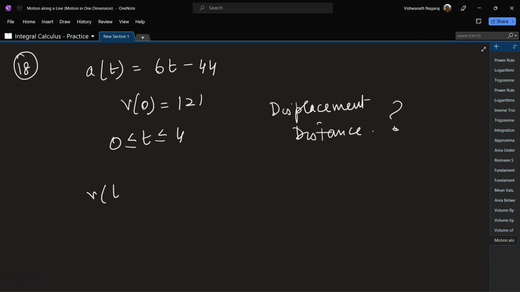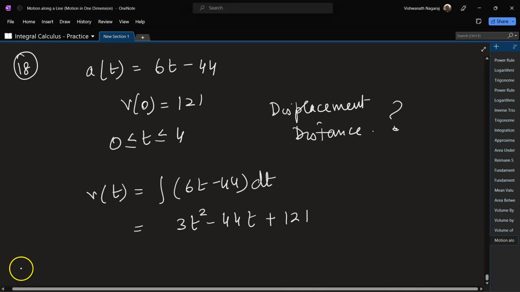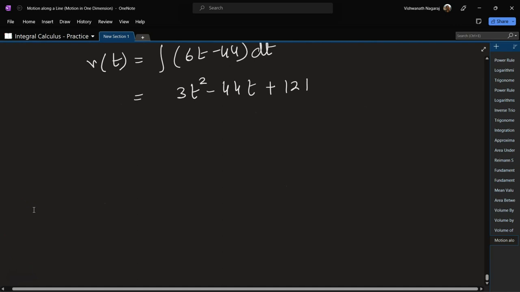Okay, v of t is going to be the integral of 60 minus 44t dt, which gives us 6t square by 2, that is 3t square, minus 44t plus c, constant of integration. And that is going to be, since v of 0 is 121, it will be 121. Okay. So now we have velocity.